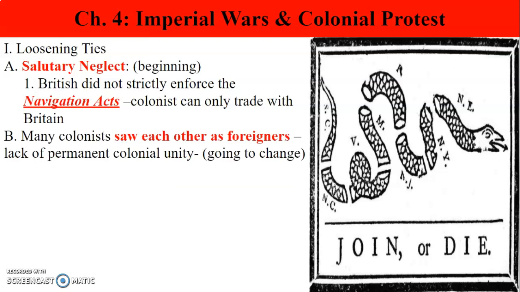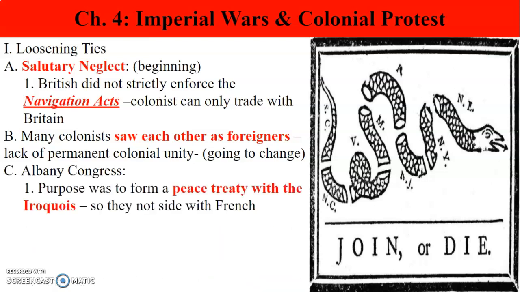Many colonies saw each other as foreigners. Even though they were all colonies in the Americas, they were not really that close to each other, meaning that they didn't interact and didn't have a lot in common. The lack of a permanent colonial unity prevented them from uniting together. This is soon going to change, and we're going to learn why.